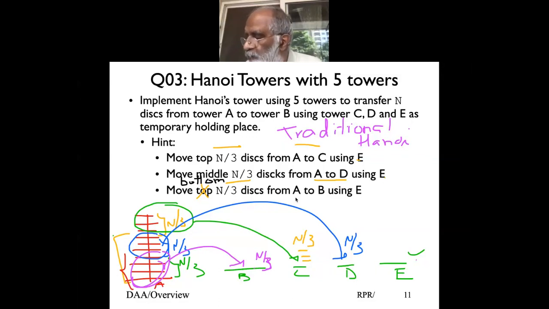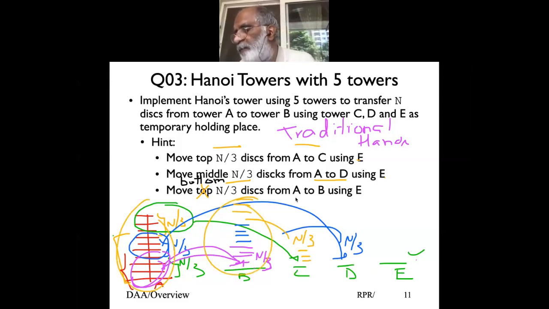Now I can move this n by 3 disks, the middle one, to the middle. So after this, my B would have bottom n by 3, middle n by 3, and finally, sorry, one minute, I made a mistake there. My bottom n by 3, which is the heaviest, I've come here. After this, the middle one has to come. So I move the middle n by 3 here, and then again using this E as empty. And then I move the top n by 3 here. So I get the whole thing back here.